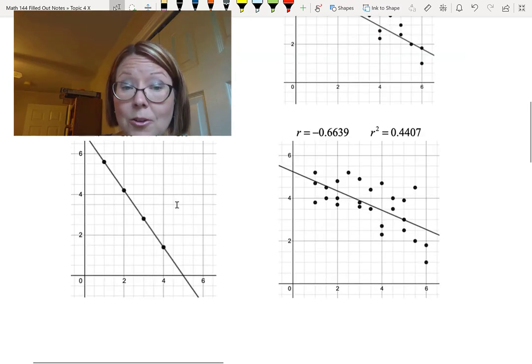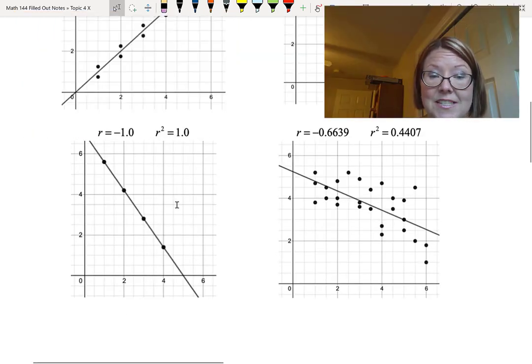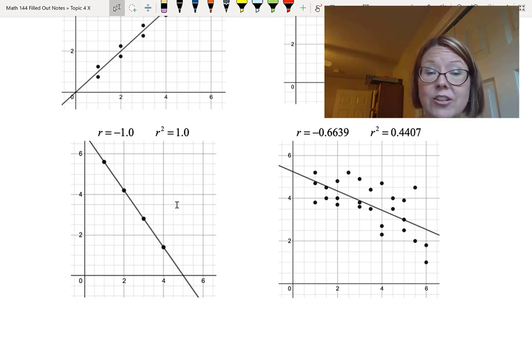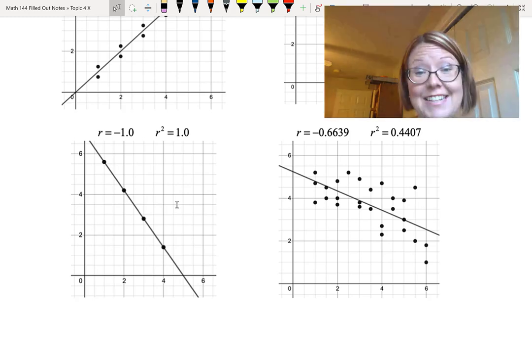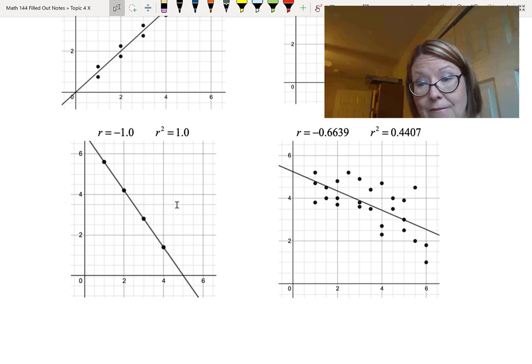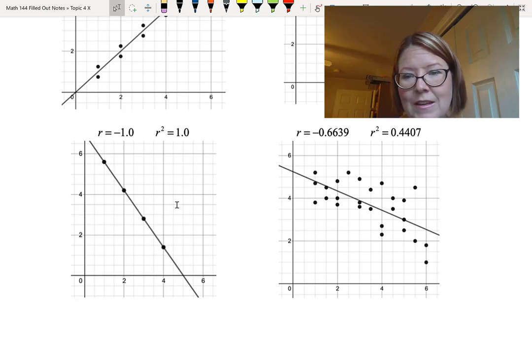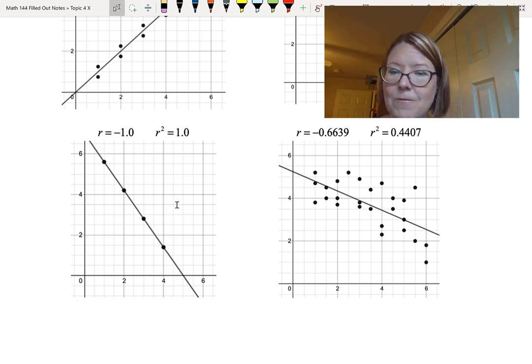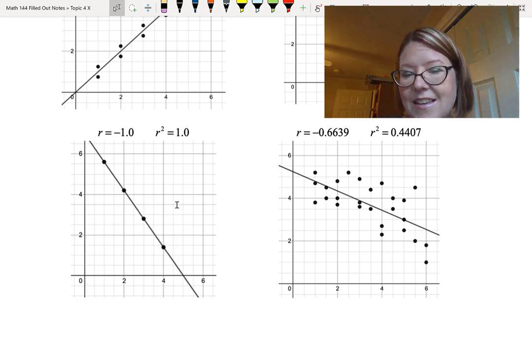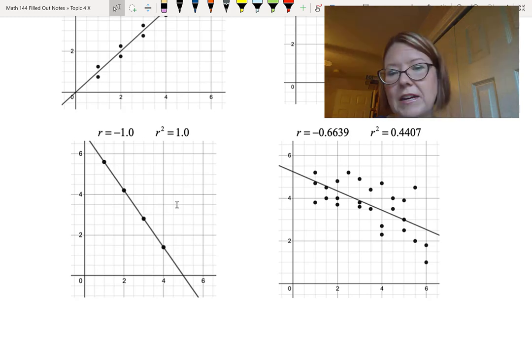In the third graph, we had a decreasing line that perfectly fit four data points. And in this case, the R squared value is 1.0. It is, in fact, a perfect fit between the linear regression line and the data. Finally, in the fourth graph, which was the decreasing line with data scattered much more irregularly around the linear regression line, the R squared value is 0.4407. And we can see that the goodness of fit is nowhere as good as on the other graphs we examined.